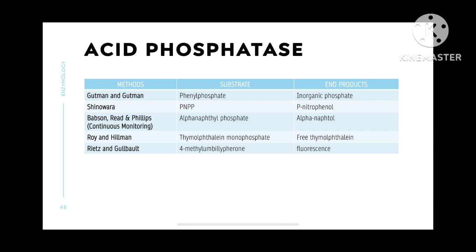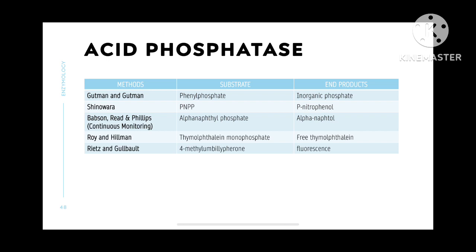Roy and Hillman makes use of thymolphthalein monophosphate as the substrate, with the end product of free thymolphthalein. Rates and Goldbot makes use of 4-methyl-umbelliferone as the substrate, and the end product would be a fluorescence. Among all those class, thymolphthalein monophosphate is the substrate of choice for quantitative endpoint reactions. But for continuous monitoring methods, alpha naphthyl phosphate is more preferred.